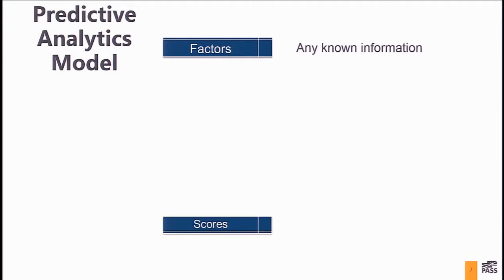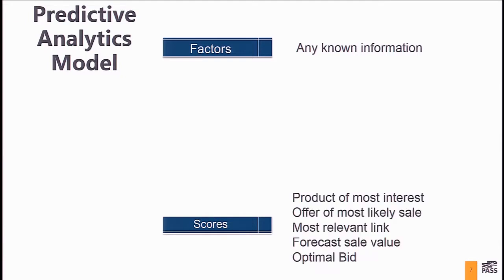Ultimately, what we want to do is make some kind of prediction. That's why it's called a predictive model. What is the ad that I'm most likely to click on? What is the product I'm most likely to buy? What is the price point at which I'm most likely to buy that product? Terminologically, I like to say we generate scores from these predictive models, but what do scores mean? It's those things that we're trying to predict from the data that we already know. Product of most interest, offer of most likely sale.